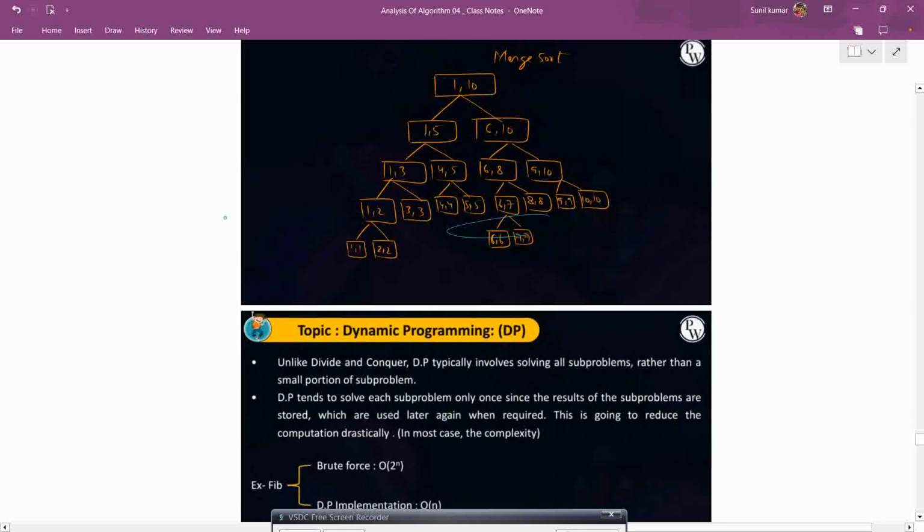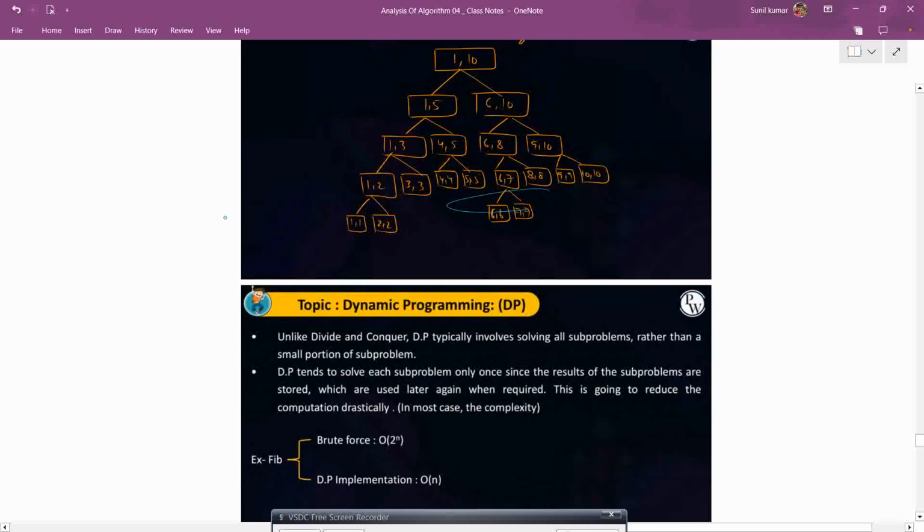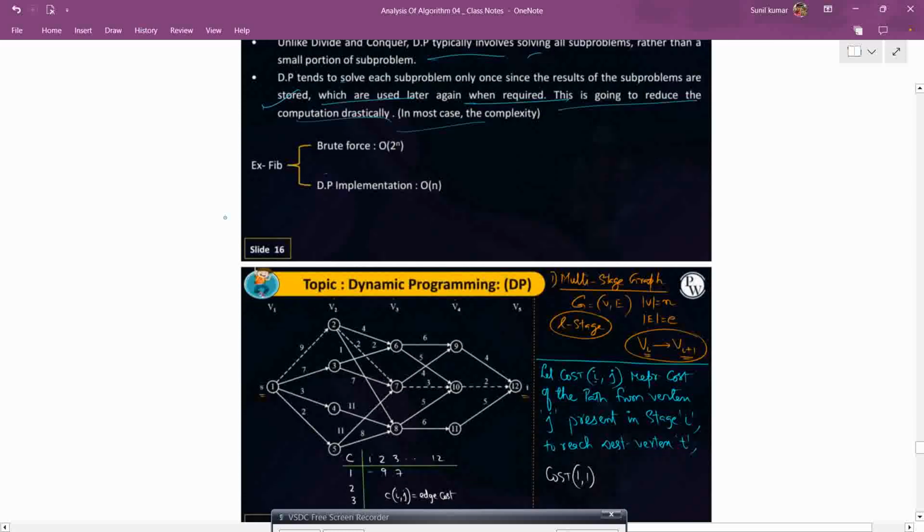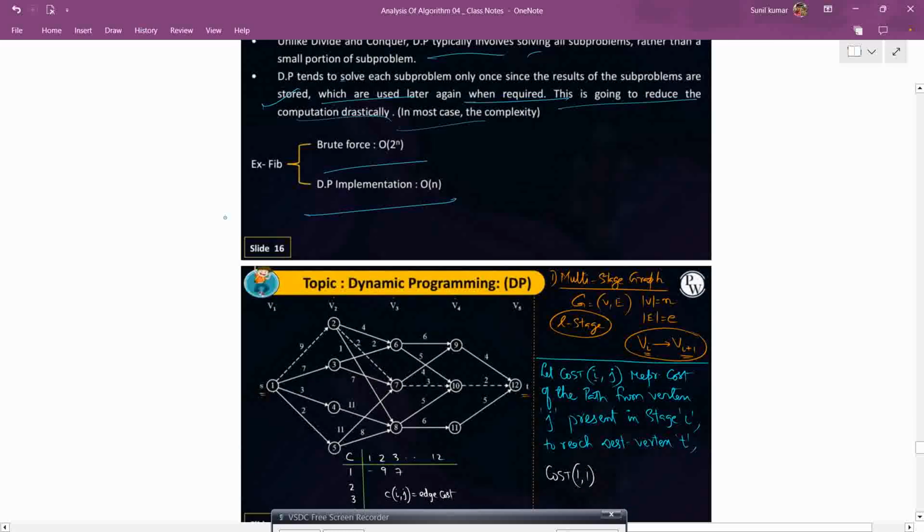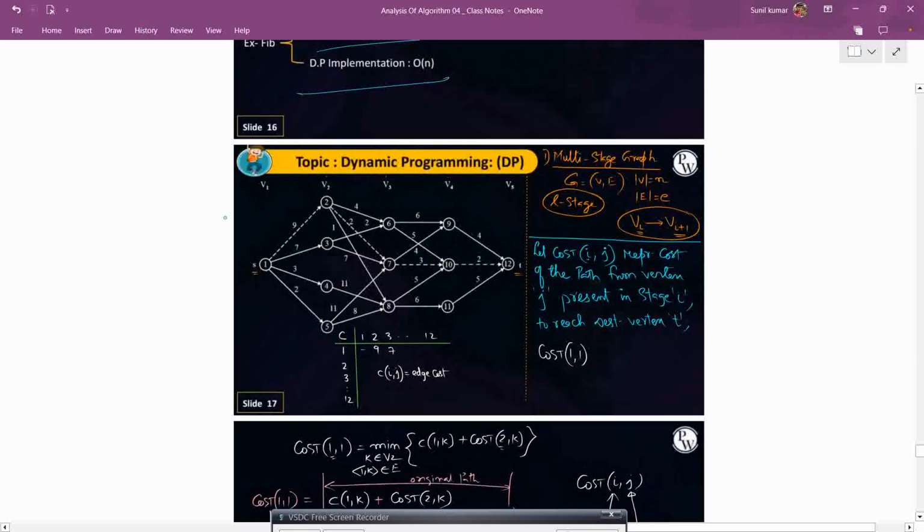Unlike divide and conquer, DP typically involves solving all subproblems rather than a small portion of them. DP tends to solve each subproblem only once, since the results are stored, and when required again, this reduces computation drastically in most cases. Brute force complexity is exponential, while lookup is order of one only. The multi-stage graph is also a case here.